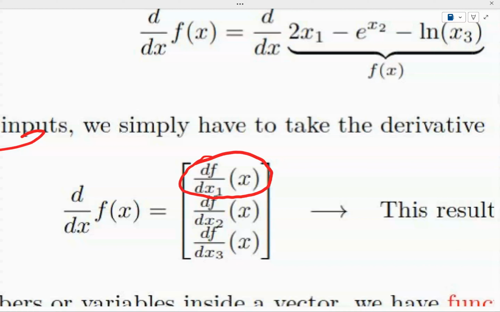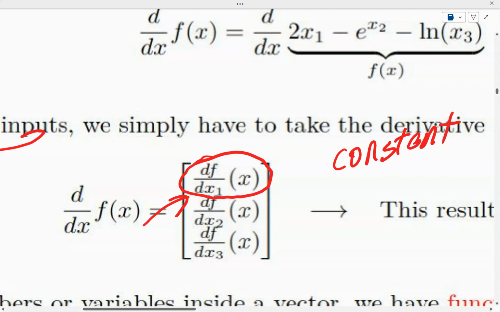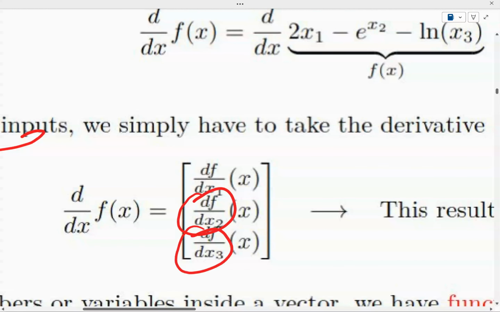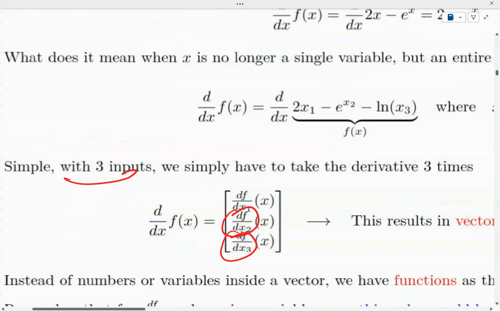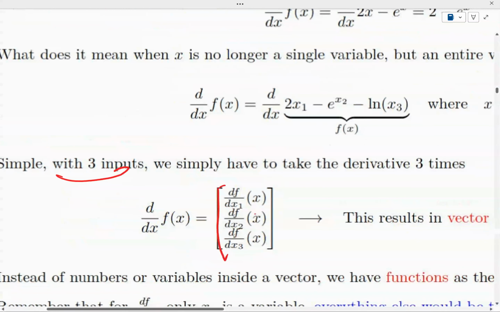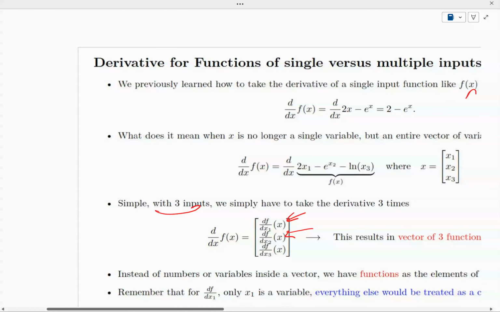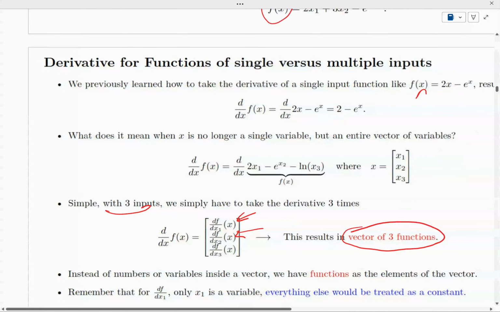So for the first one, you simply assume that x1 and only x1 is the variable, and everything else is a constant. Now remember what the constant rule is, right? Derivative of a constant is zero. So you can just only look at x1. And you repeat this process for x2 and x3. And then you will result in a vector of functions. So you will end up with function 1, this function is with respect to x1, and so on. So you have a vector of three functions if you had three inputs.